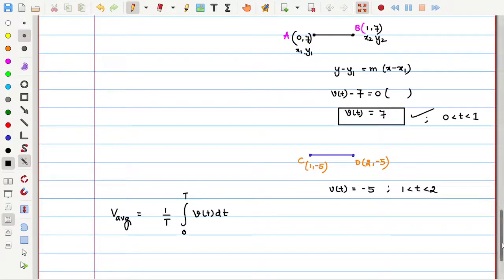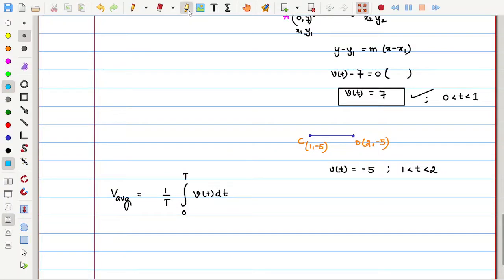Now try to observe here the very interesting point. Over this entire interval of time, I don't have one single function f of t. Sorry, that f of t means v of t. Here I have two v of t's: one is for 0 to 1 second, another is 1 to 2 seconds.